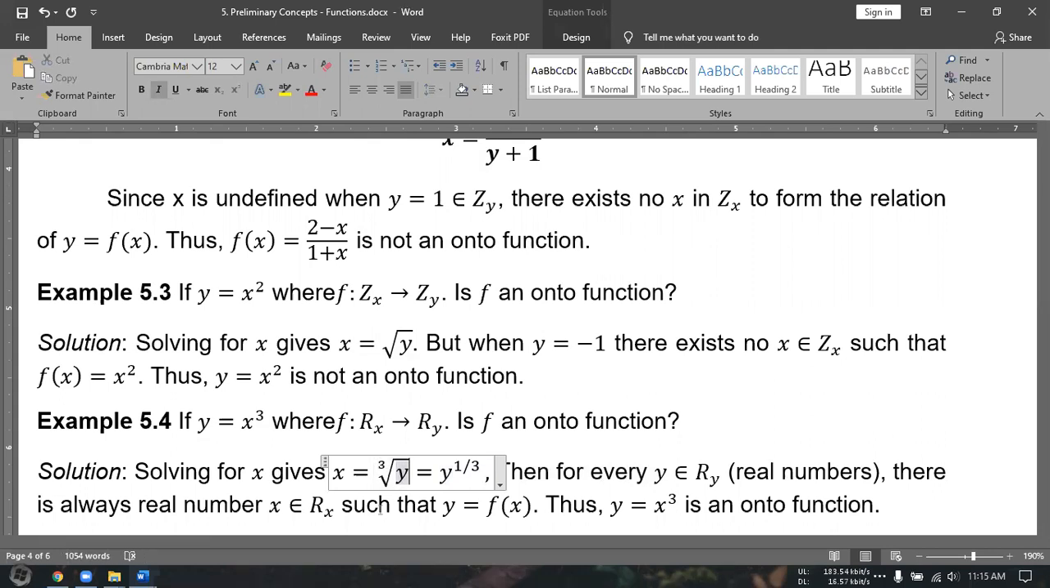Let me repeat that. This function will always obtain a specific value for any real number y. Therefore, you can say that the function y is equal to x cubed is an onto function.